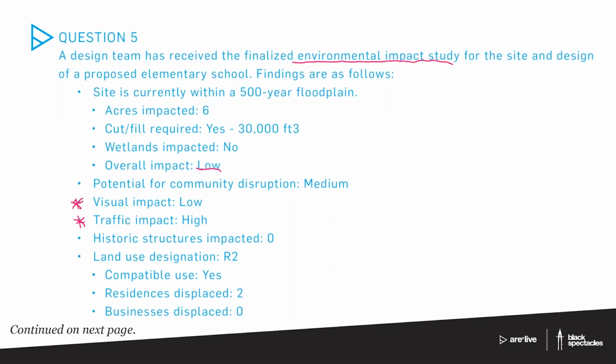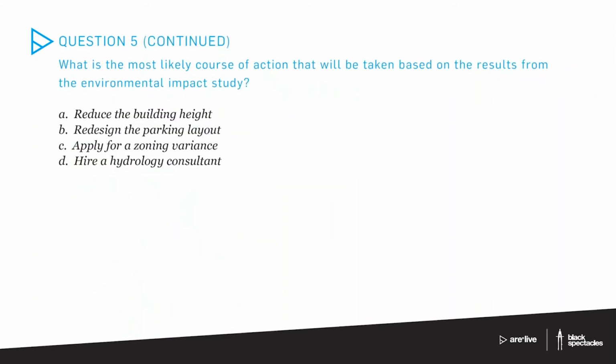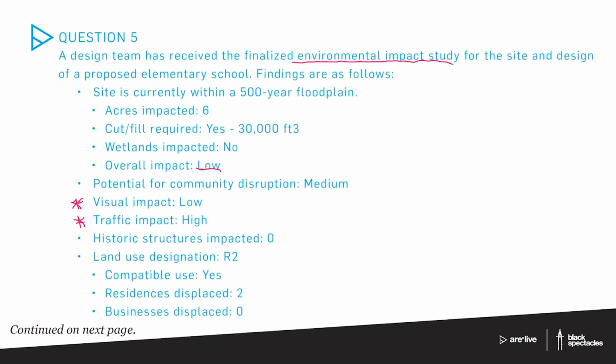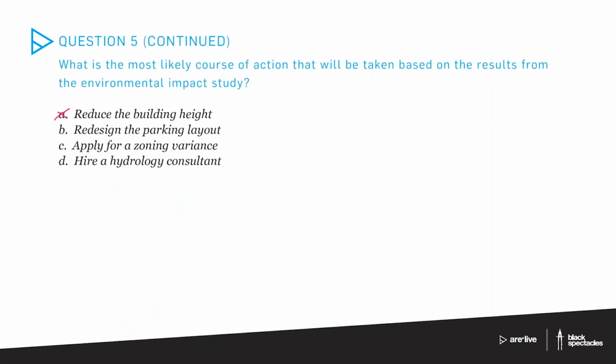So let's go through each choice here on our second slide. Choice A, reduce the building height. Think about which of these findings might lead you to consider reducing the building height. The environmental considerations listed at the top here don't really have to do with height, so those are kind of irrelevant to this answer choice. And moving on, we can see that the visual impact, remember, is listed as low for this proposed development. So given that specific information, I would say that there's nothing to lead me to consider reducing the building height here. So I'm going to mark that as incorrect.